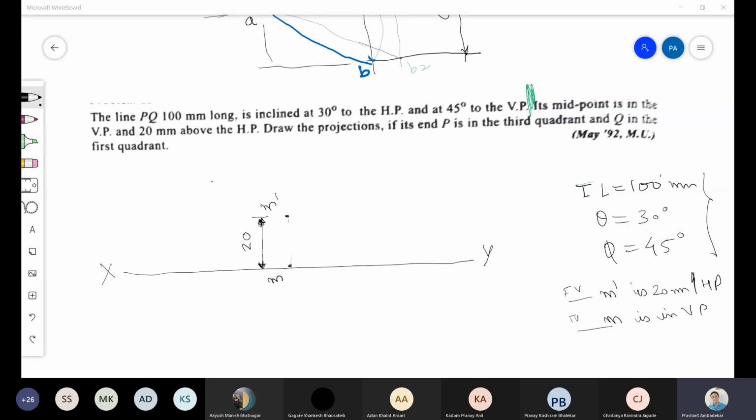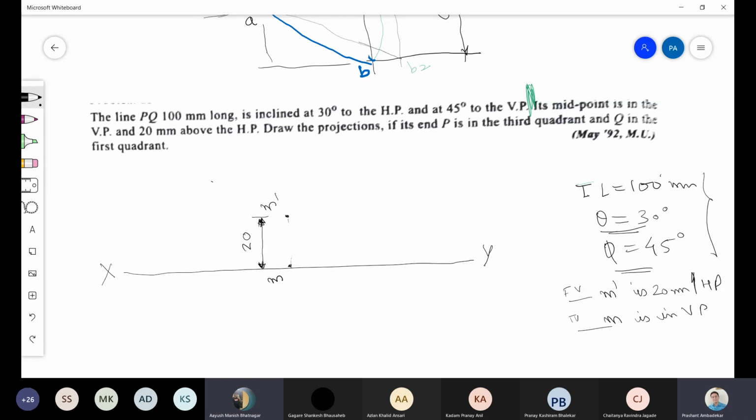Now the line is PQ, out of which P is where? P is in the third quadrant. We know the two angles, theta and phi. Theta is the angle obtained in which view? Front view. Yes, sir. Front view, 30 degrees.